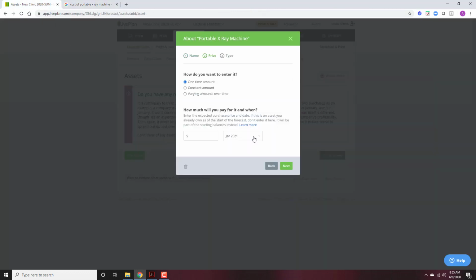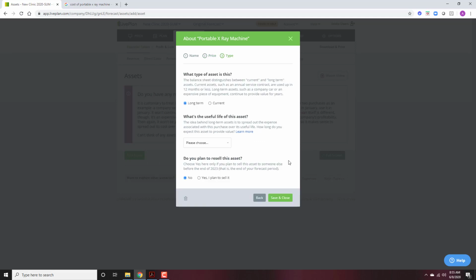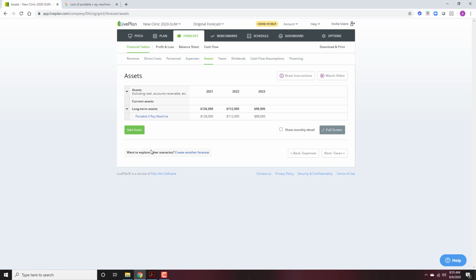And I believe that these last 10 years. We're not going to resell it at the end and get money. And it's a long-term asset. So I'm going to hit save and close. Now you can see I purchased a portable x-ray machine. And what it says is what the value is over the lifetime, because it's going to depreciate. So we're going to buy the machine and then it depreciates over time. We'll talk about depreciation in the next class, but this gives you a general idea.